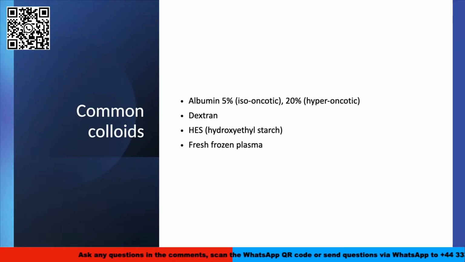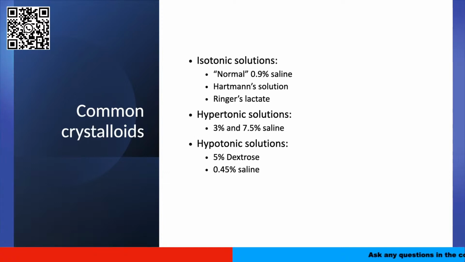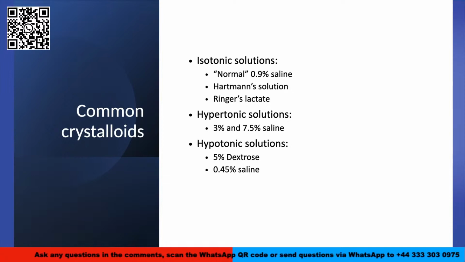This slide shows a list of some of the more commonly used colloids. In the UK, albumin is almost exclusively used, with other colloids falling out of favour due to increased cost, perceived increased allergic reactions, and a non-superiority to crystalloid. By far the most commonly used resuscitation fluid is isotonic crystalloids, mainly 0.9% normal saline and Hartmann solution. Hypertonic and hypotonic solutions do exist and have specific roles which we'll discuss later.